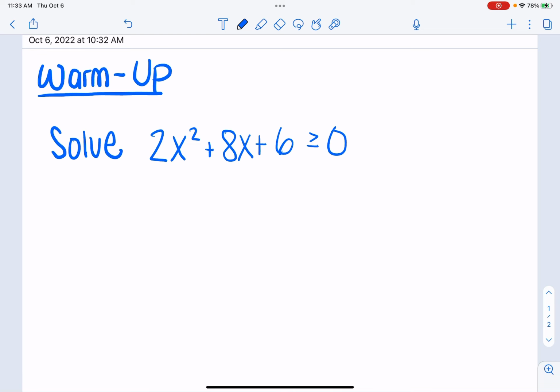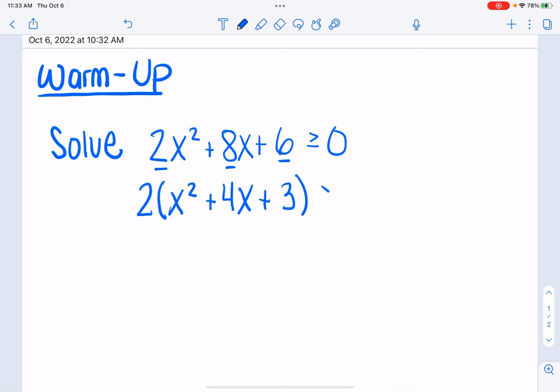Okay? Alright, so starting off, we're going to solve 2x squared plus 8x plus 6 is greater than or equal to 0. So the first thing I want to do is factor. What I notice is I have 2, 8, and 6, but all those are multiples of 2. So I can have my GCF out front, and then figure out what I'm left over with. To get from 2 to 2x squared, I multiply by x squared. To get from 2 to 8x, I multiply by 4x. And to get from 2 to 6, I multiply by 3, is greater than or equal to 0.